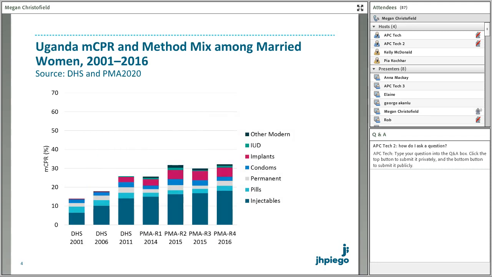So turning to another East African country, here we have Uganda. Uganda has lower contraceptive prevalence overall, but again, you can see that the contraceptive implant proportions are increasing over the past few years.